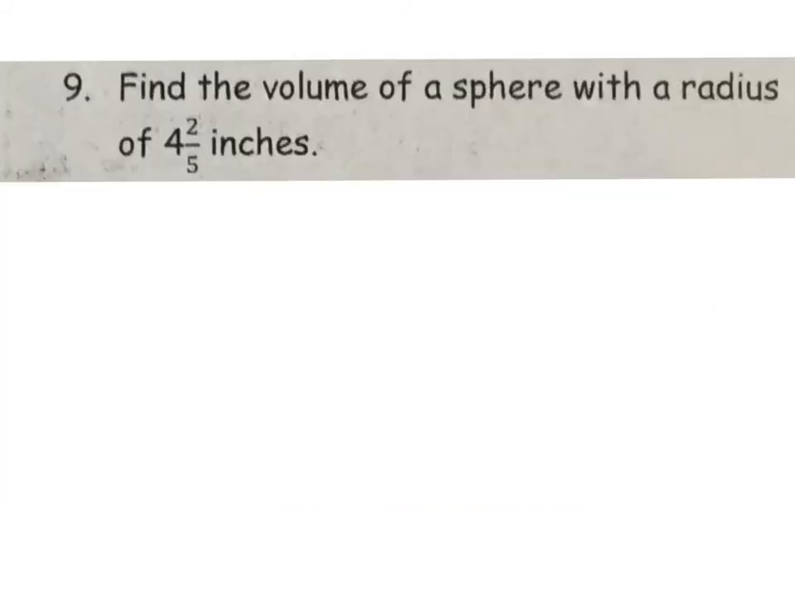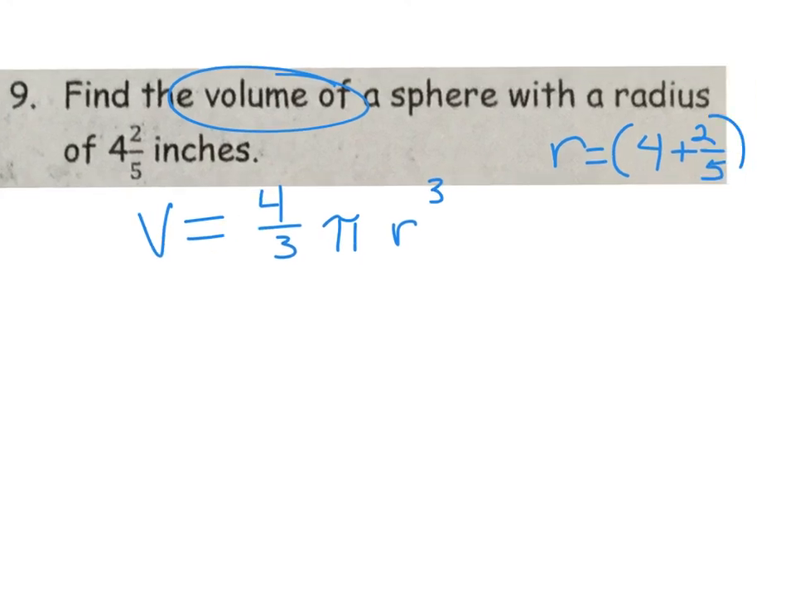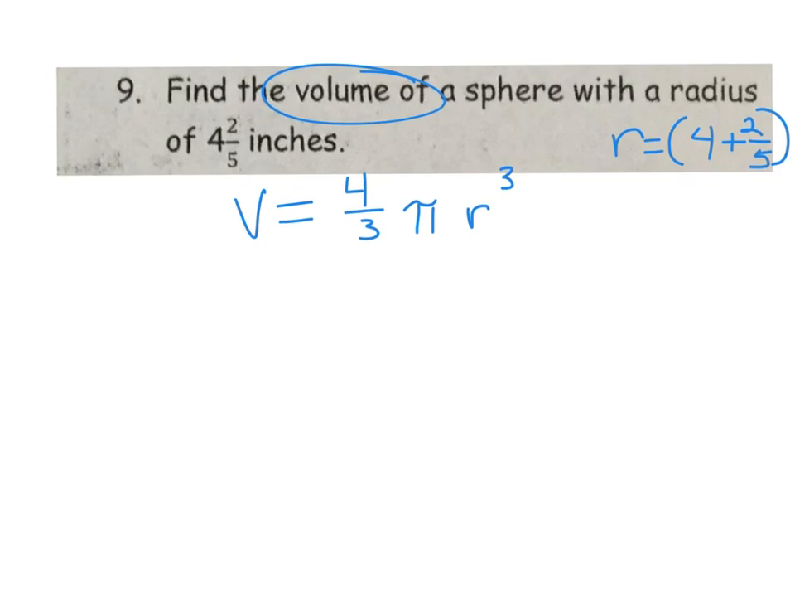Okay, number 9. Find the volume of a sphere with a radius of 4 2/5 inches. Okay, so volume again, so we're going to use the same formula that we know for volume. Okay, the formula is volume equals 4/3 times pi times the radius cubed. Okay, so in this case, remember for the radius that we have here, we have to put in parentheses 4 plus 2/5. Alright, so you can set it up yourself and then you can solve it.